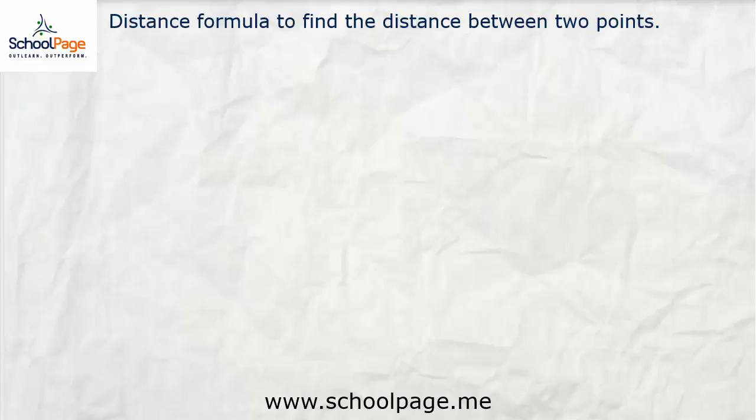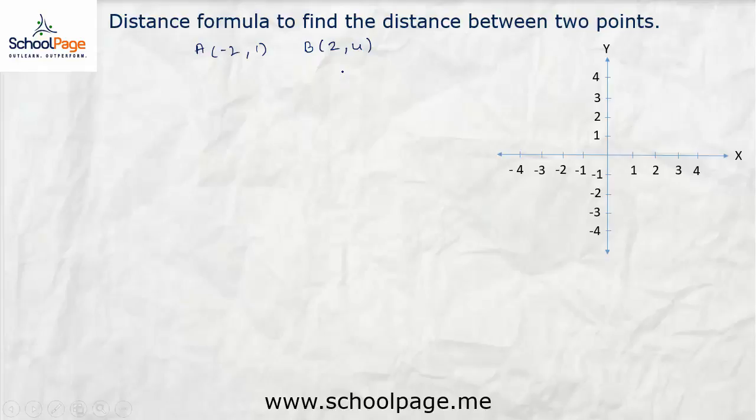Let us use the distance formula to find the distance between two points. Let us take the point A (-2, 1) and B (2, 4). Let us plot these points on the coordinate plane and find the distance between A and B. The point A is here and the point B is here.